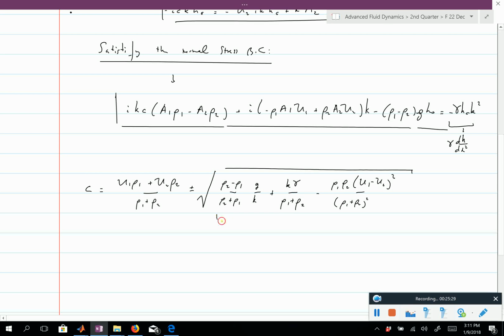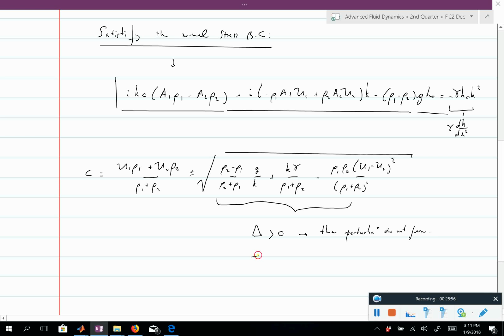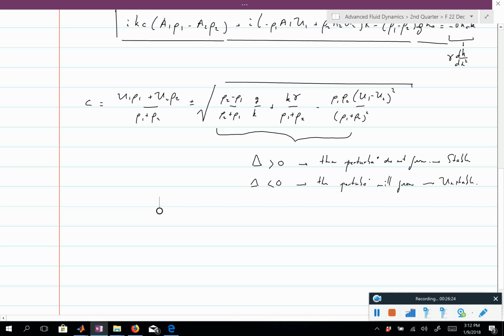So the whole thing is to notice that when this here, let me call that delta, when delta is positive, then you can say that the perturbation is going to decay. The perturbations do not grow. So that means that our equilibrium solution is stable. But when this number is negative, then the perturbations will grow. And then that means that things are unstable. And our equilibrium solution is never stable, regardless of what you do.